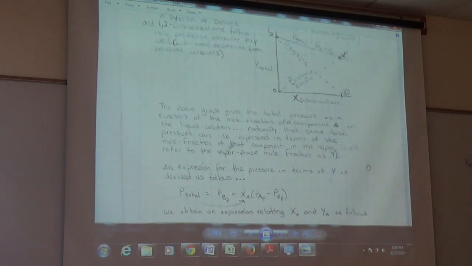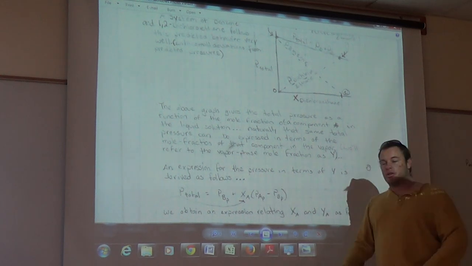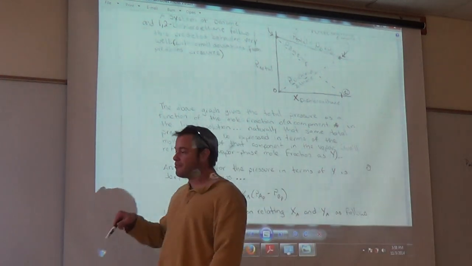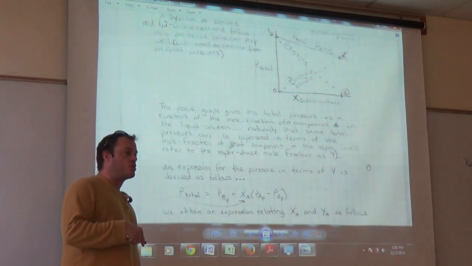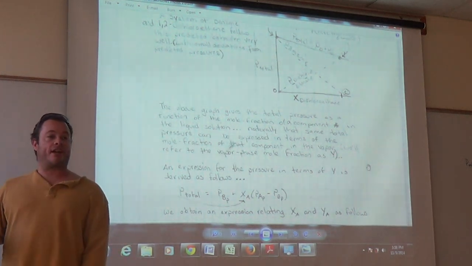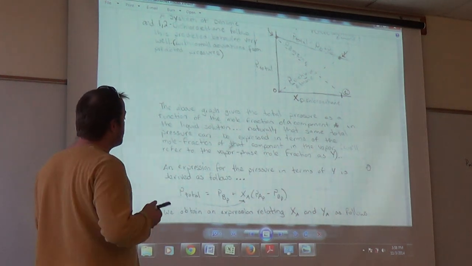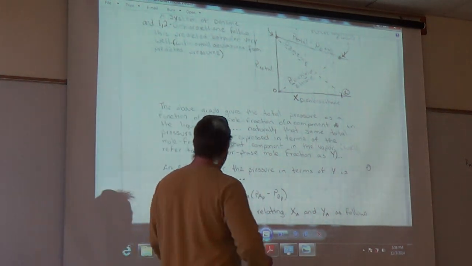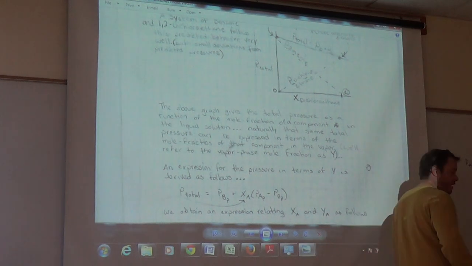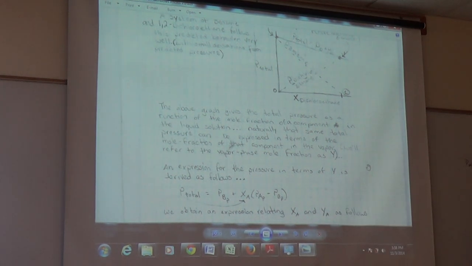The graph right here that we're looking at gives pressure as a function of the mole fraction of a component in the liquid. We can just as readily create a graph that shows the pressure as a function of the mole fraction of that component in the gas phase. And that's going to be very useful to us. So we're going to have to grind out a little bit of math.